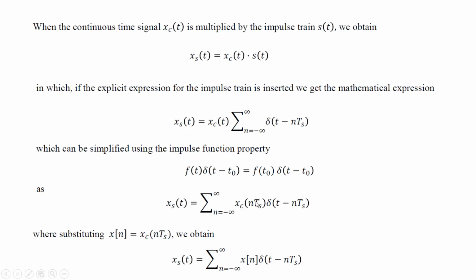And we can also express this xc(nTs) by x[n] also. So our product signal can be represented with x[n] delta(t - nTs), sigma n going from minus infinity to infinity. This is our product signal, the sampled signal basically.